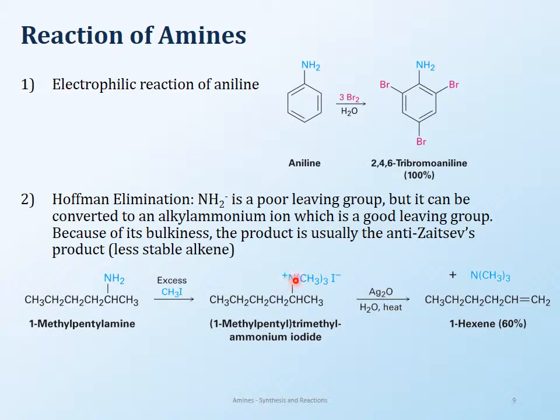So if it's a highly substituted nitrogen, then the elimination cannot occur from an internal carbon. The elimination has to occur from the outer carbon, the terminal carbon or the more accessible carbon. So this hydrogen is more accessible than the internal one, and therefore you end up getting what's called Hofmann's product. So this is a neat way of making an alkene from an amine.